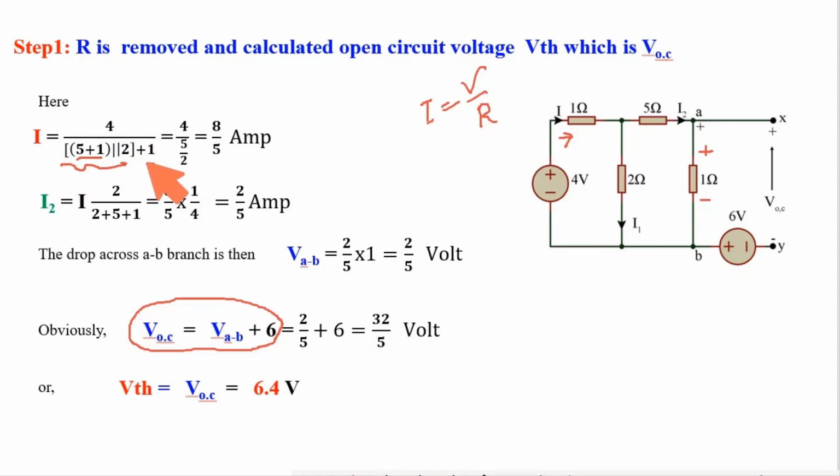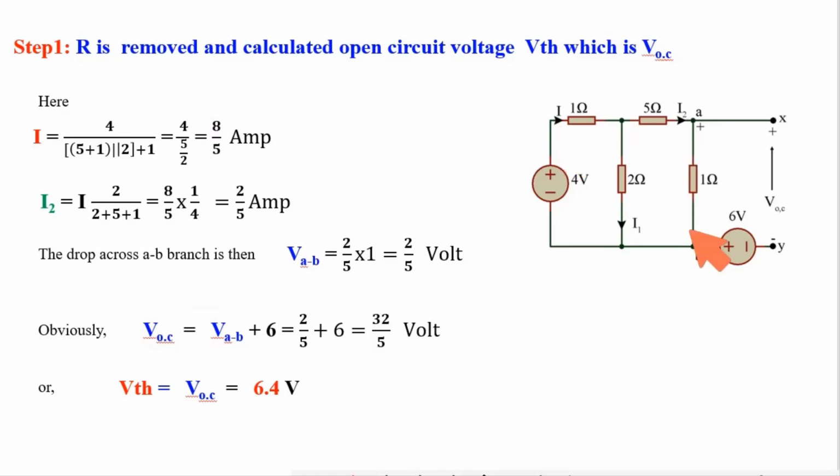So this V by R is the current; ultimately we will get 8 by 5, this main current I which is flowing from the source. So I got this I. Now to find out I2, what is I2? I2 is equal to opposite path's resistance divided by total resistance, multiplied by main current.